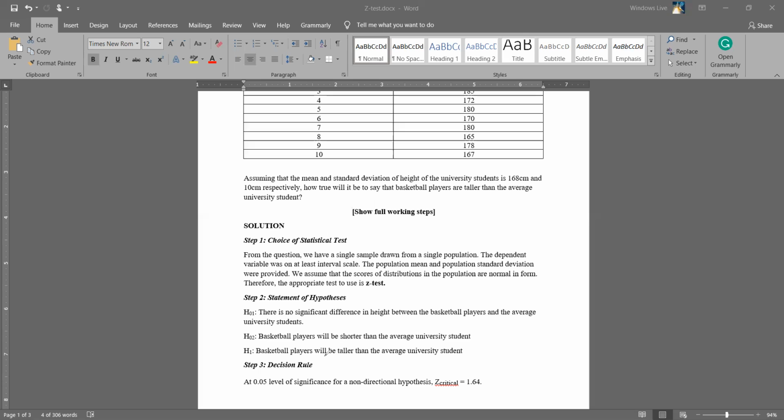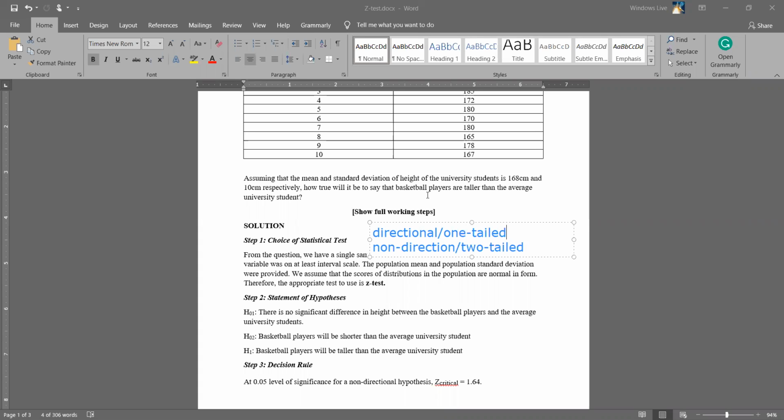So after you've been able to decipher the prediction in a question, you ask yourself, this prediction, is it a directional hypothesis or a non-directional hypothesis? And one thing is, a non-directional hypothesis is also known as two-tailed, and a directional hypothesis is also known as one-tailed. So how would you know that it is one-tailed or two-tailed in the question?